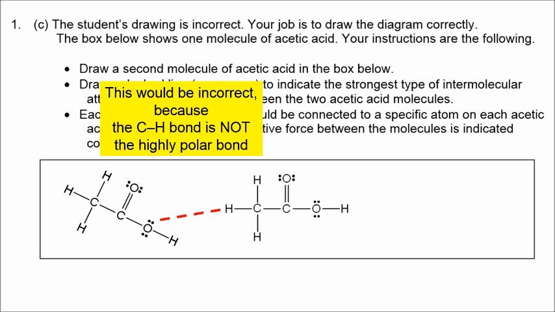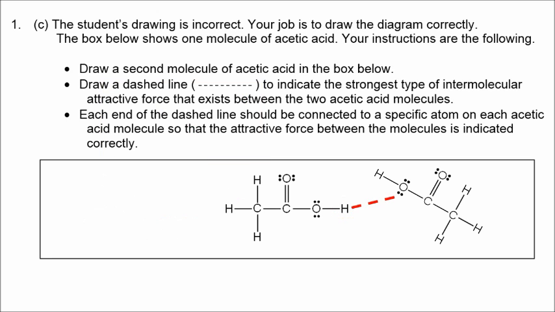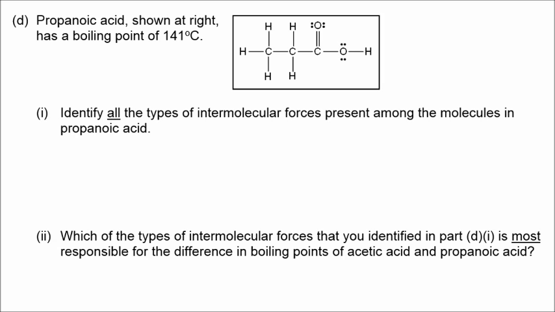We saw that earlier in one of the choices on the multiple choice about the DNA. The carbon-hydrogen bond is not the highly polar bond that gives this type of attractive force. This would be incorrect. So the correct answer would be a hydrogen, that particular hydrogen, bonded to an oxygen on the second molecule. All right, moving on to part D.